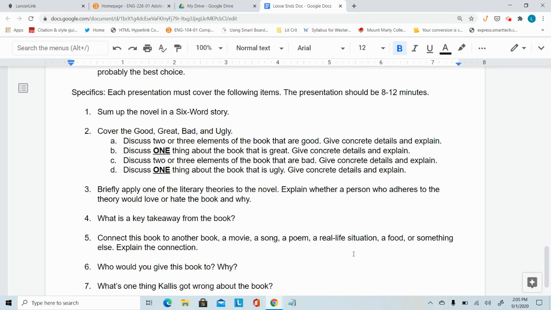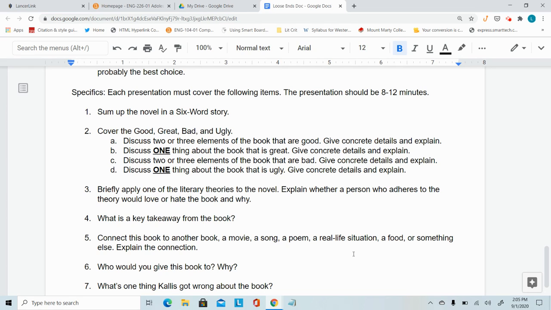And then I stole this from a guy who reviews knives and other stuff on YouTube. Discuss the good, the great, the bad, and the ugly. Two or three elements of the book that you thought were good. Give concrete details and explain. One thing about the book that's great.